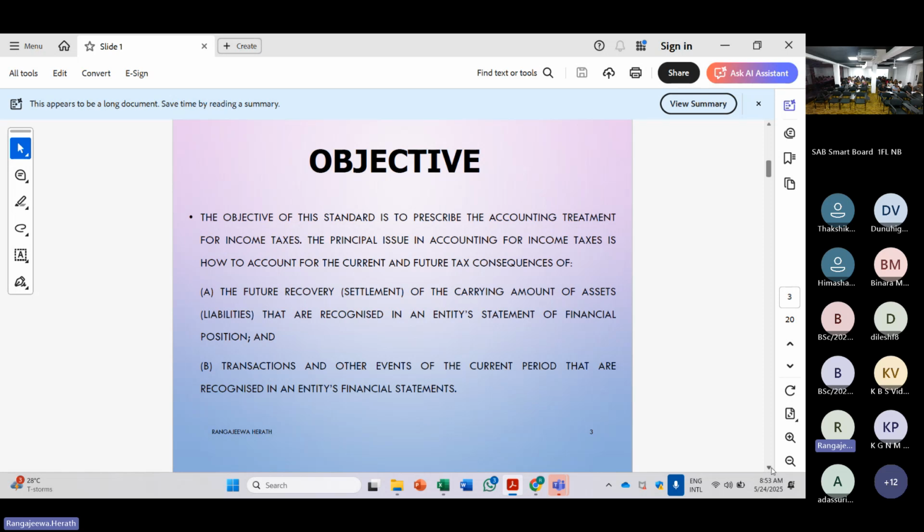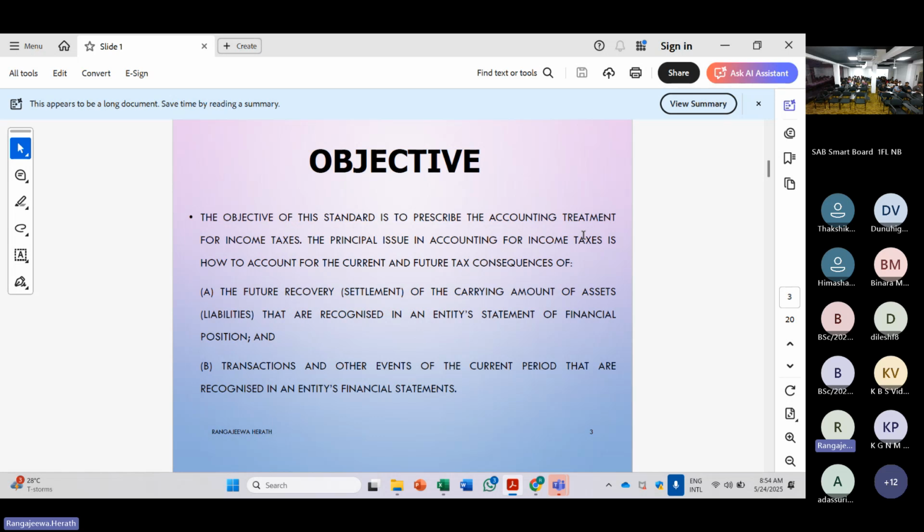The objective of this standard is to prescribe the accounting treatment for income tax. The principal issue in accounting for income tax is how to account for current and future tax consequences of the future recovery of carrying amount of assets and liabilities recognized in the financial statement, and transactions and other events of the current period that are recognized in the financial statement.